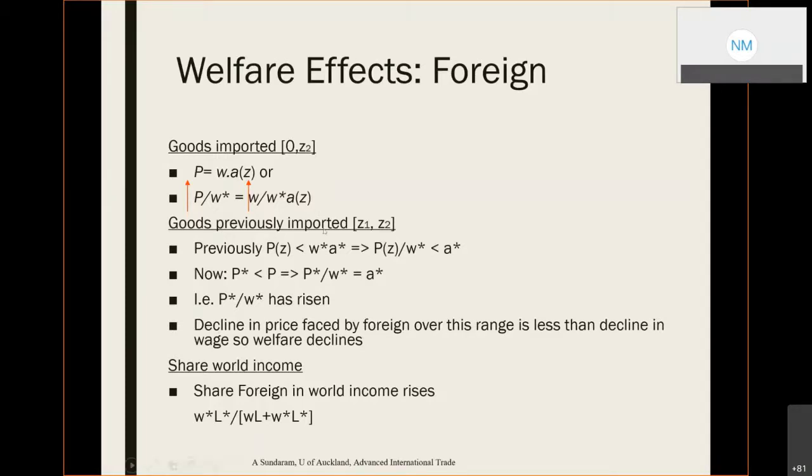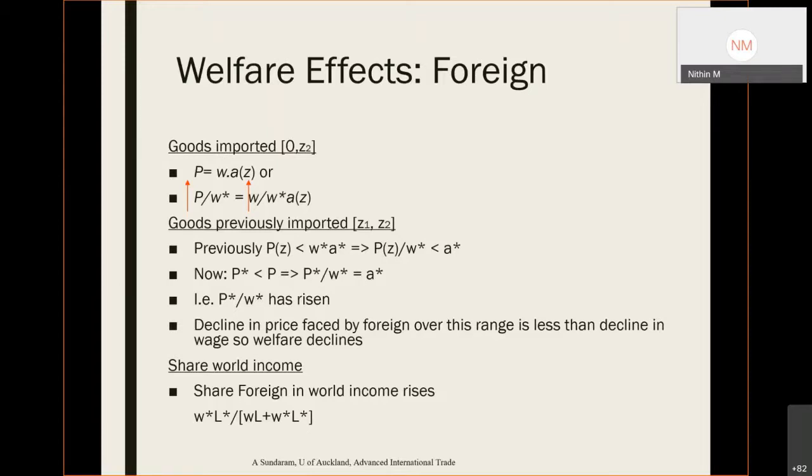Now, I'm not going to go through the same argument again and again, but what you can do is look at the goods that were previously imported by China, Z1 to Z2, in that particular spectrum. And what you can show is that P star over W star again rises for China. In other words, there's a welfare decrease even in that section for them. Okay? And the reason that happens is that the decline in price faced by foreign in this range is not enough to compensate for the decline in wage.